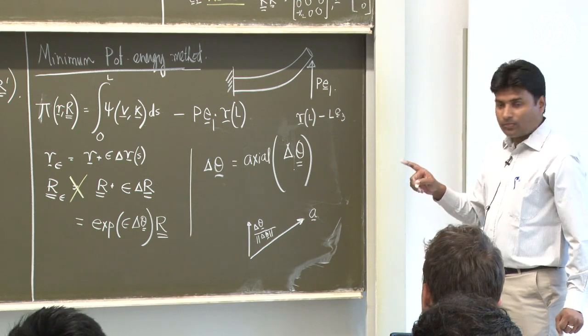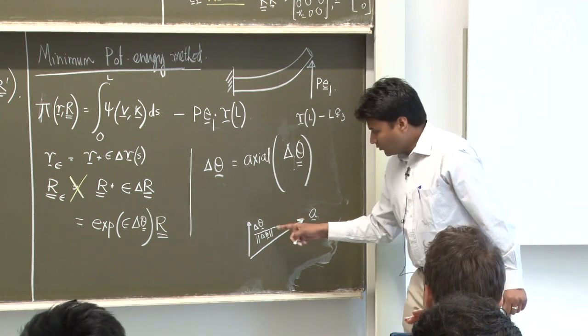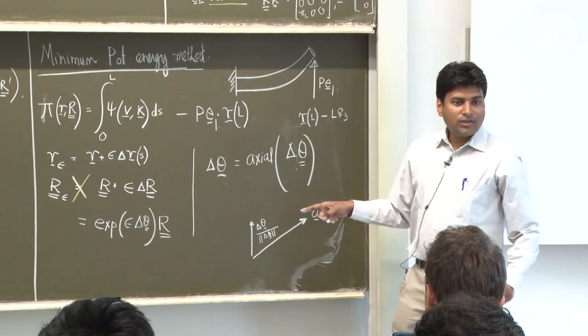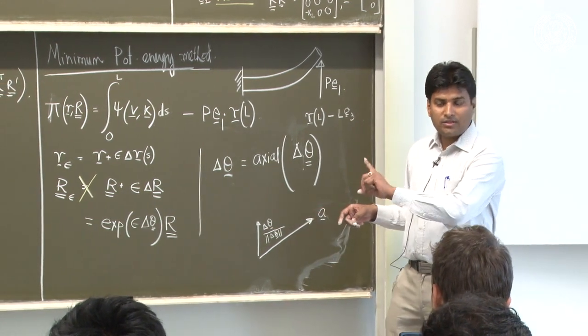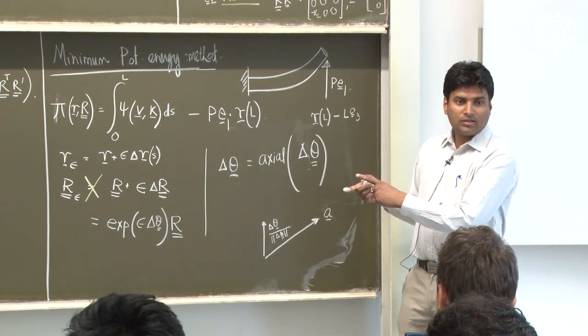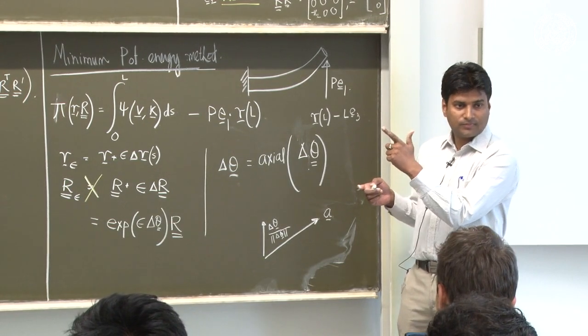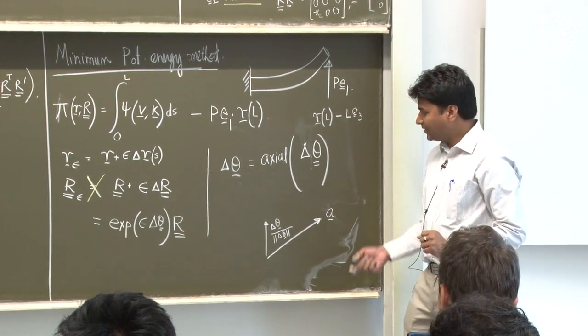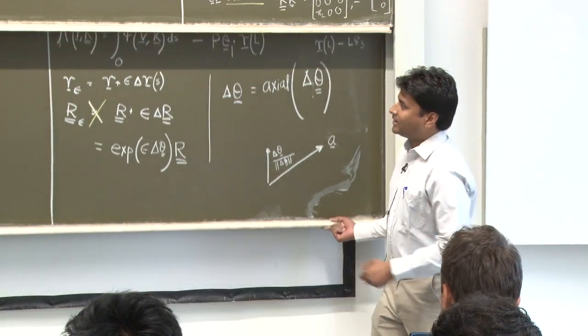So, you see what you have to perturb, what is the perturbation quantity, that is your delta theta. As you change delta theta, you change the axis of perturbation. As you change the magnitude of delta theta, you change the angle of perturbation. Okay? All right.